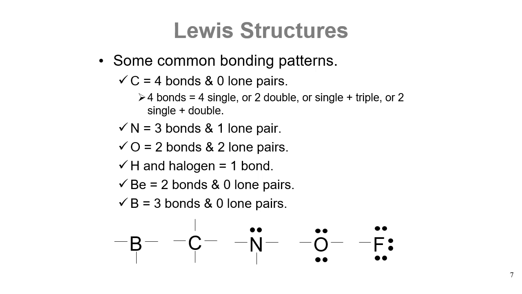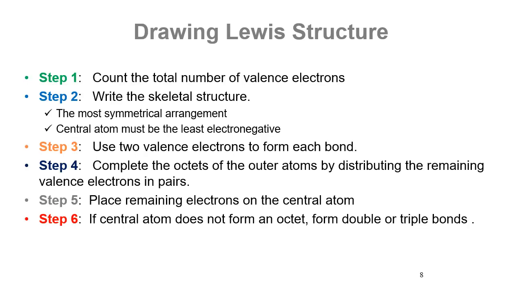Nitrogen has 3 bonds and 1 lone pair. Oxygen has 2 bonds and 2 lone pairs. Hydrogen and halogens have 1 bond. Beryllium has 2 bonds and no lone pairs. Boron has 3 bonds and 0 lone pairs. Beryllium and boron are the elements that have deficient electrons. You have learned that in the periodic table section. Now we move on to drawing Lewis structures.